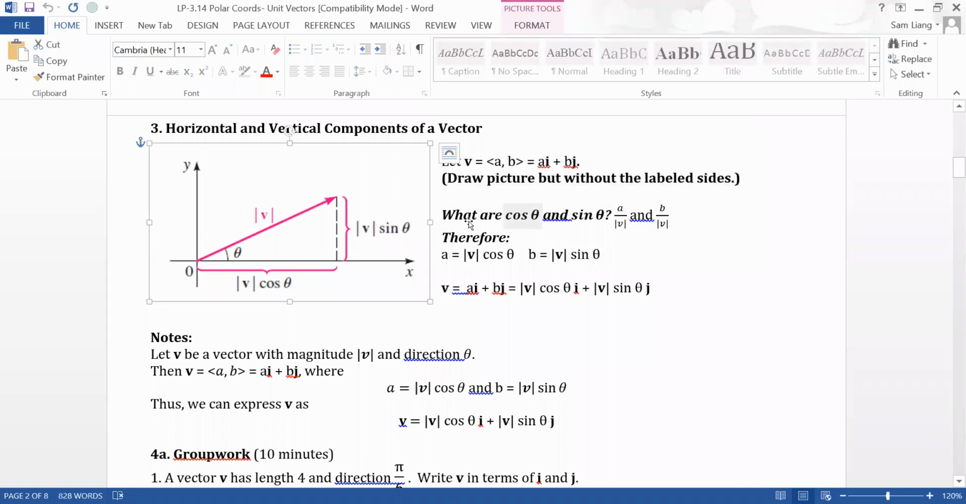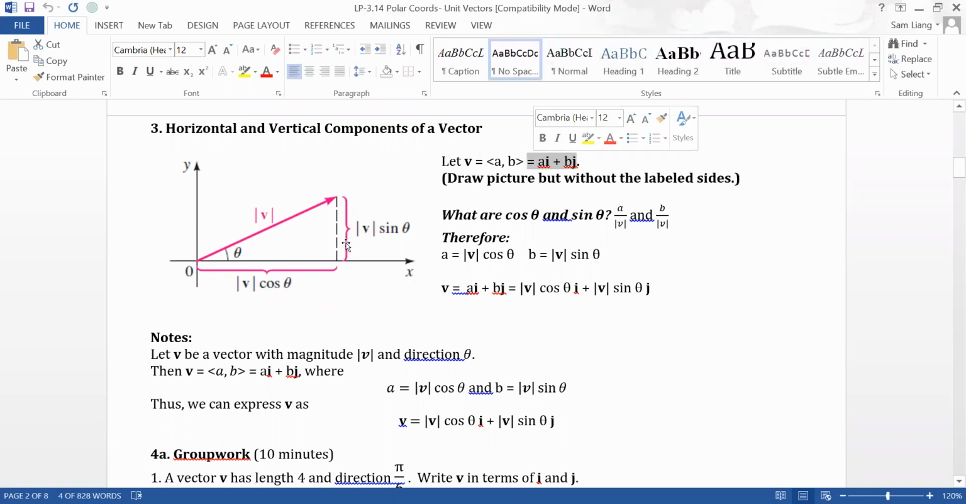So cosine theta, as you know, is adjacent over hypotenuse, so I'll call the horizontal component a. So cosine theta equals a over magnitude v. Sine theta is opposite over hypotenuse, so that'll be b. So b over magnitude v. From there, you can cross multiply, so you get a equals magnitude v cosine theta, which we have here, and then b equals magnitude v sine theta, which we have here.